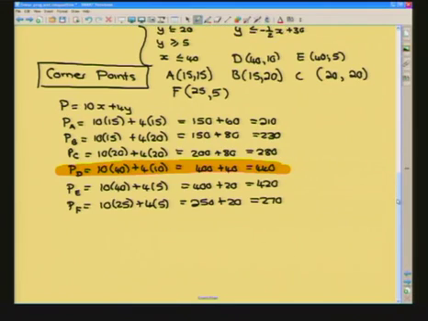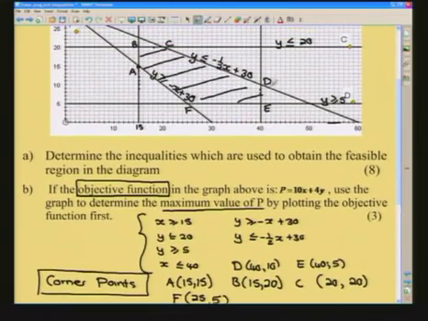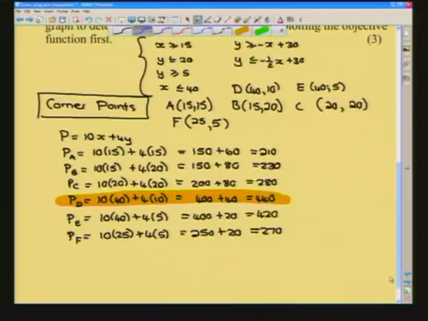So going back to our graph, we are saying that this is our maximum solution. Okay, so that's what we call the corner point or simplex method.